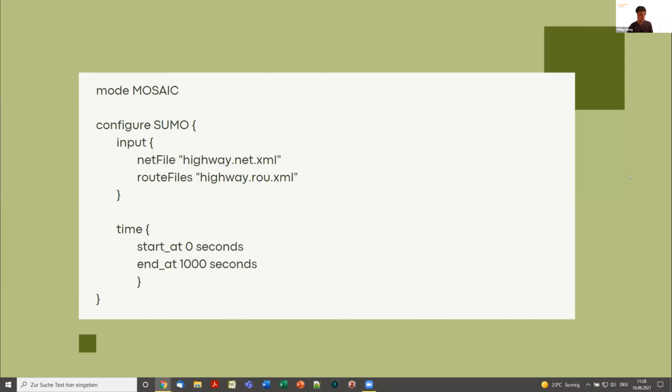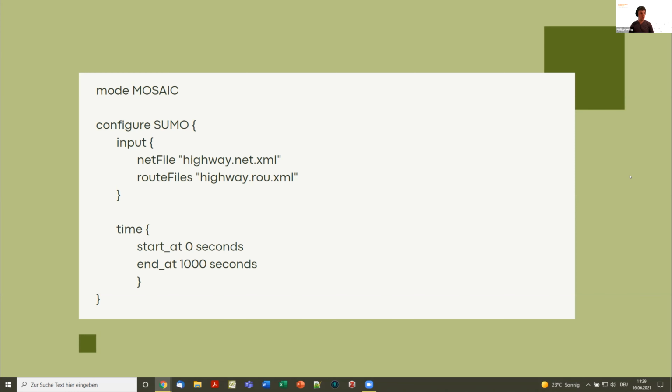And I will show you now how the configuration would look like for our DSL. So for simplicity, we just reused an existing scenario. It's this highway scenario with some parameters. And we choose the mode MOSAIC to generate additional files necessary to run this scenario within MOSAIC.